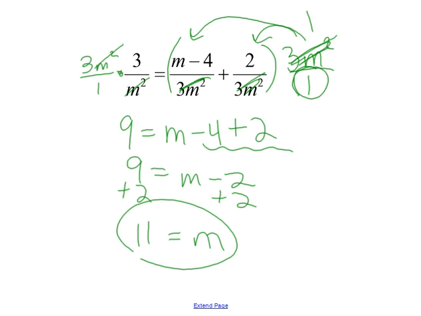Is 11 okay for our denominator? Yeah. What's the only thing our denominator couldn't be for this problem? M couldn't be 0, because that would make all the denominators 0. Okay, so we found the common denominator, and then we multiplied all three fractions times that denominator.